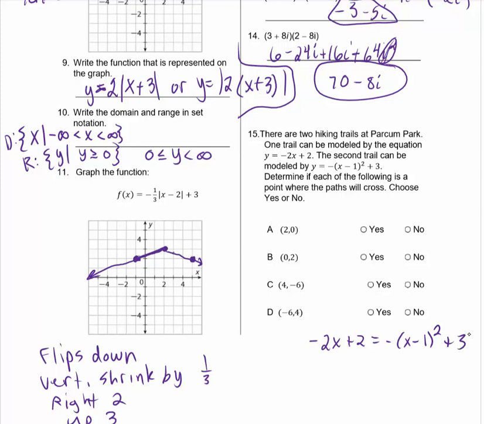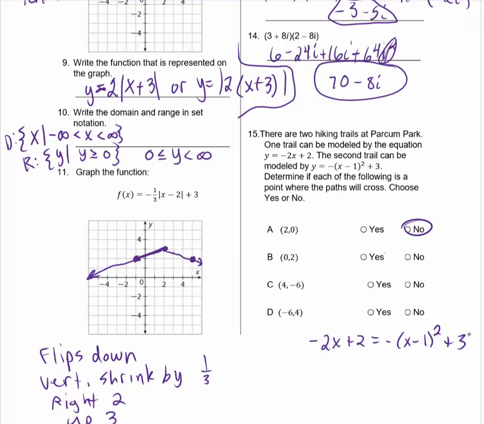The other way to do it, which I think is actually faster or easier, is to just plug in these points to both equations to see which ones work. Like if I plug in a 2 for this x, negative 2 times 2 is negative 4, plus 2 is negative 2, that's not 0. So this is already a no. It has to work for both of them in order for it to be a point where the paths cross. So we plug in 0, and that is 0 plus 2, which is 2.